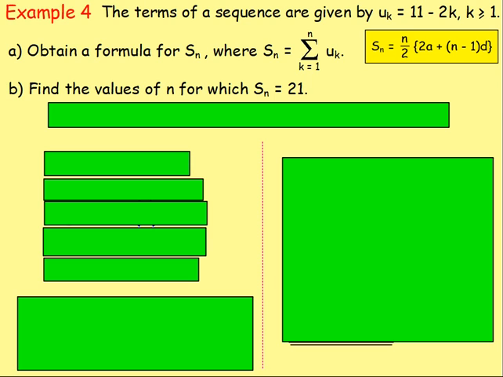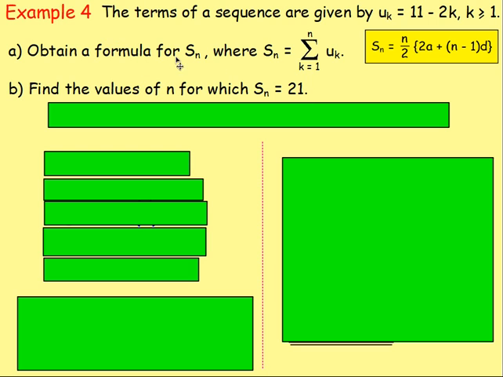Example 4, the terms of a sequence are given by UK equals 11 take away 2k, with k bigger than or equal to 1. Part A, obtain a formula for Sn where Sn equals the sum of UK going from k equals 1 all the way up to n. In other words, it's u1 plus u2 plus u3 all the way up to un. And part B, find the values of n for which Sn equals 21.